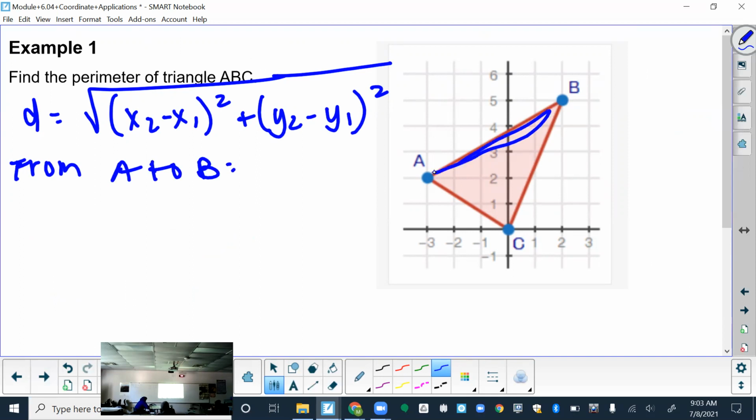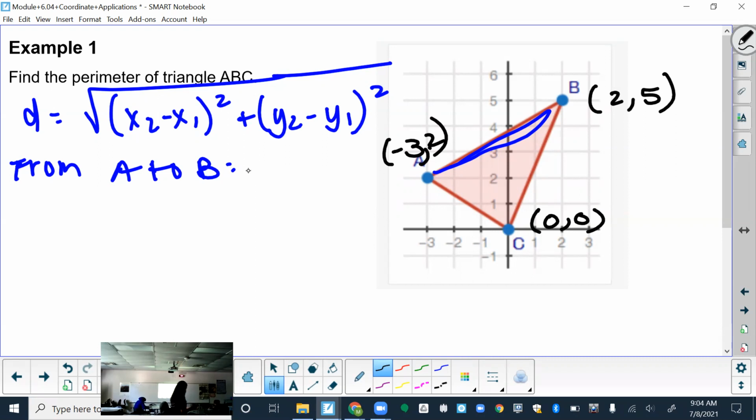All right, so we need to first know what point A is. So what's the values for point A? -3. Good, so those are x comma y, so -3, 2. And the comma in between. What's the point for B? 2, 5. And while we're at it, what's the point for C? Good. So we're just doing from A to B right now. So just pick one of them to be x1, y1, and the other to be x2, y2.